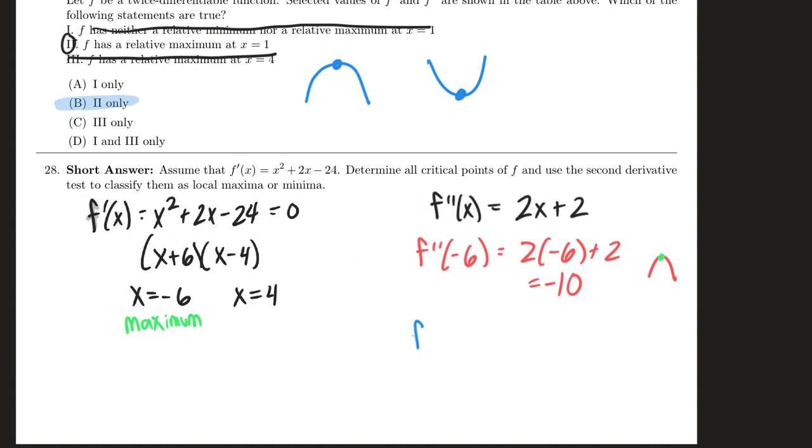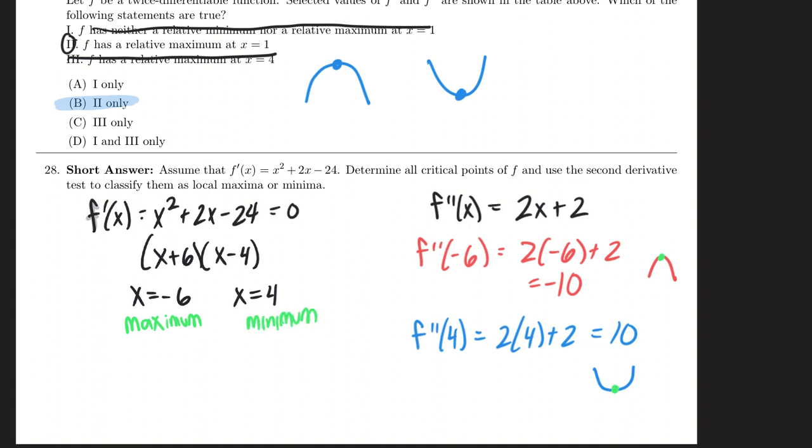Same thing for 4. And that gives me positive 10. Positive 10 means I'm concave up like a cup. It means I'm going to get a minimum down there. So 4 is a minimum.